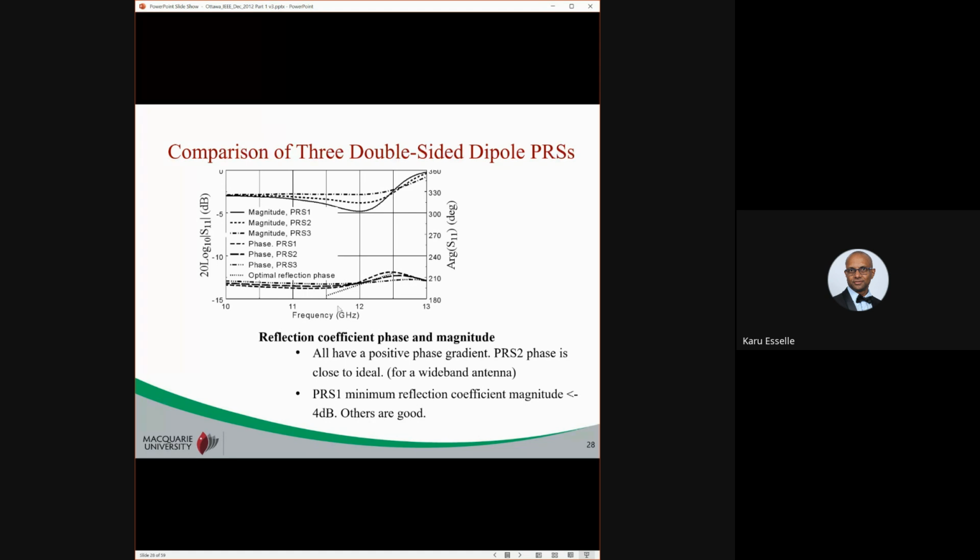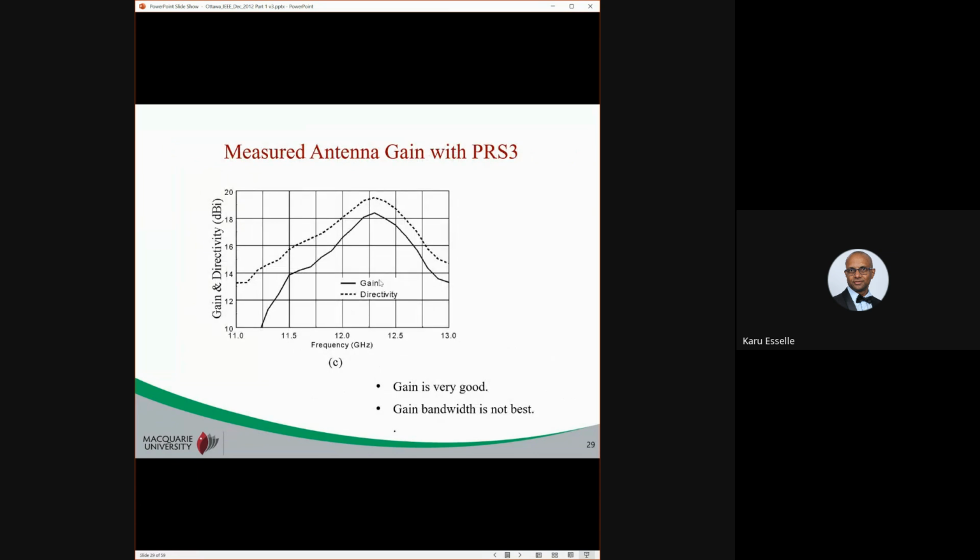So we can utilize this characteristic to design different surfaces and different antennas with different characteristics, with different parameters. Here you see 3 phase profiles of this surface, PRS1, PRS2, PRS3, and let's see how they perform. This is PRS3. Gain versus frequency and directivity versus frequency. So gain is very good in this case, peak gain, but the bandwidth is not the best.